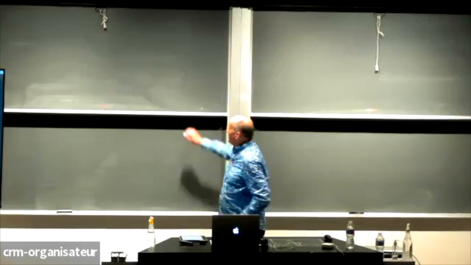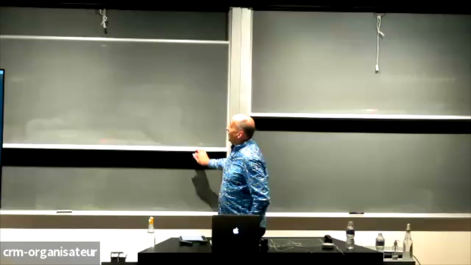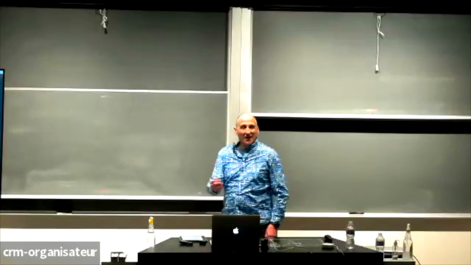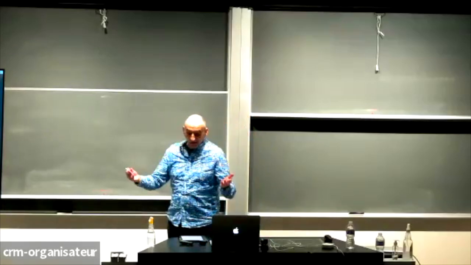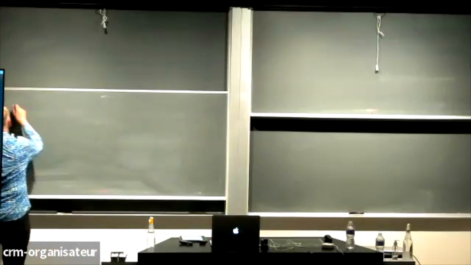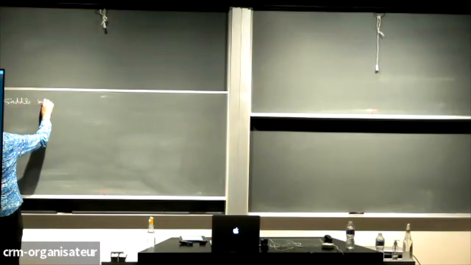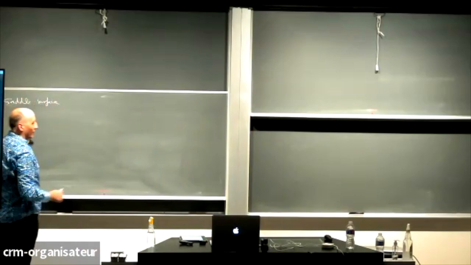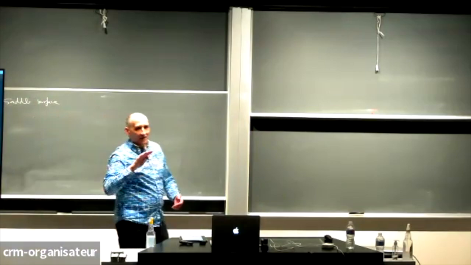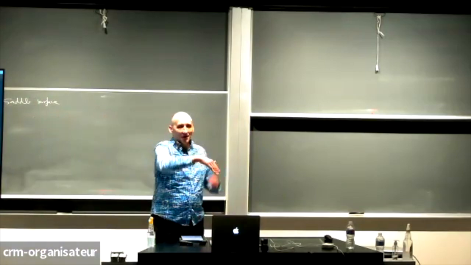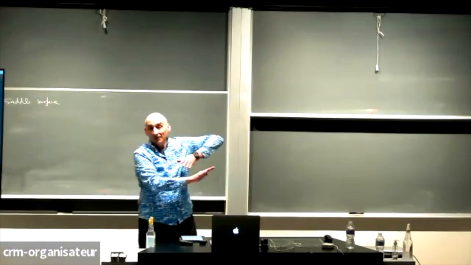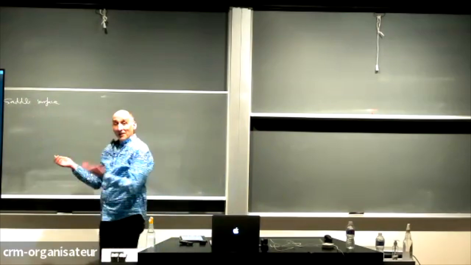So maybe one question is, what exactly is a saddle surface? You probably know it, but let me start with that. It's a surface where in one direction it curves this way, and in the other direction it curves that way. And so it looks like a saddle.